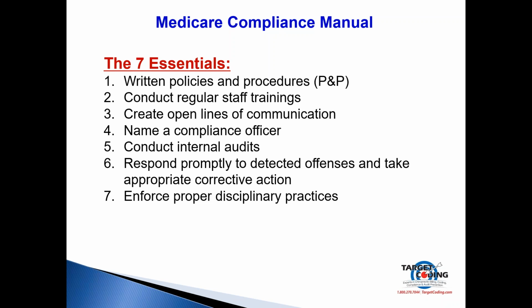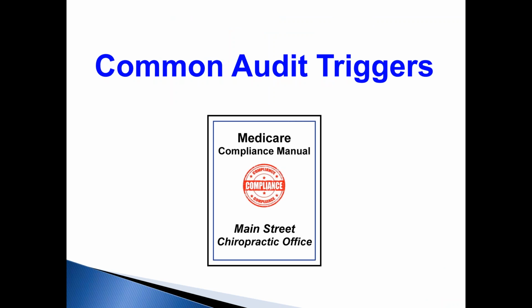So these are the 7 essentials. This is what you should be doing in order to create a policy and procedure manual on billing and coding. You should follow these 7 steps, and I'm going to give you examples coming up. Now, there are certain things that can trigger an audit, and then you may have to produce a compliance manual.